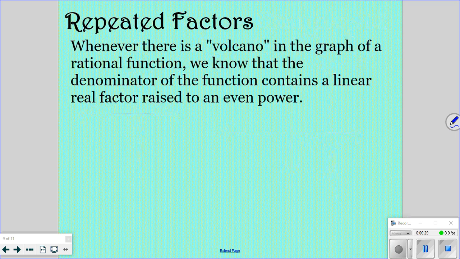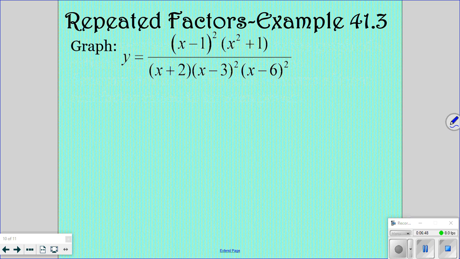So let's look at volcano. That's what I was just telling you. Whenever you have a volcano, that means that it was raised to an even power. And they call it volcano. You can think of it however you want. But that just means that your denominator had a factor raised to an even power. So we want to graph this one.